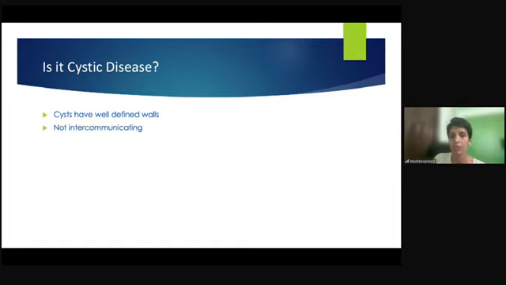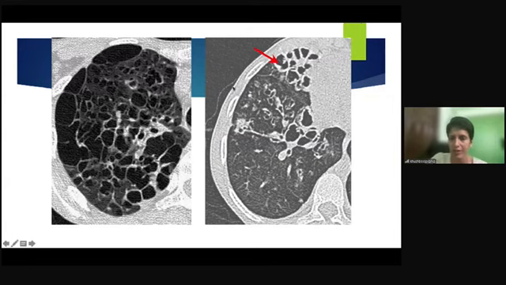The cysts do not communicate with each other. They usually do not share walls, and they can be subpleural but also random. So this is when you start calling something cystic disease. Again, I'm stressing that there are a lot of pathologies like honeycomb cysts and bronchiectasis, they all present with holes in the lungs. Not all holes are cysts, and hence not all holes represent cystic interstitial lung disease. So we'll try to look at them one at a time.